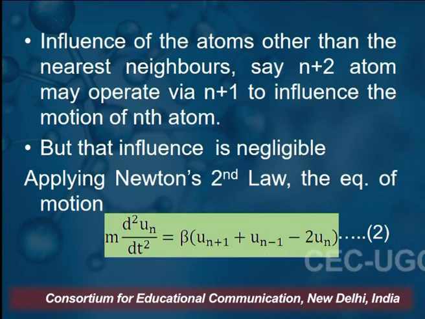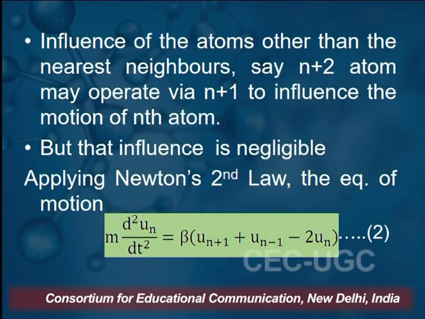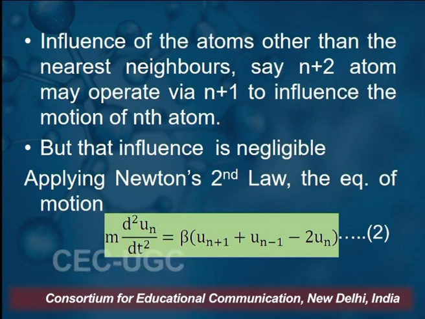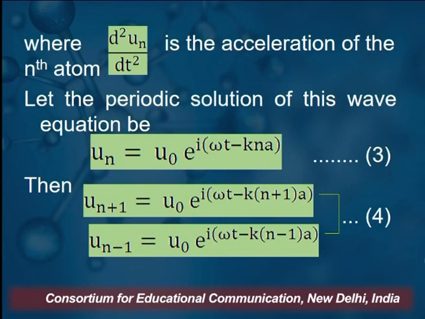If we apply Newton's second law of motion, then m d square u n by dt square, the force on the nth atom, will be beta times u n plus 1 plus u n minus 1 minus 2 u n. Let this be my equation number 2. Here d square u n by dt square is the acceleration of the nth atom.